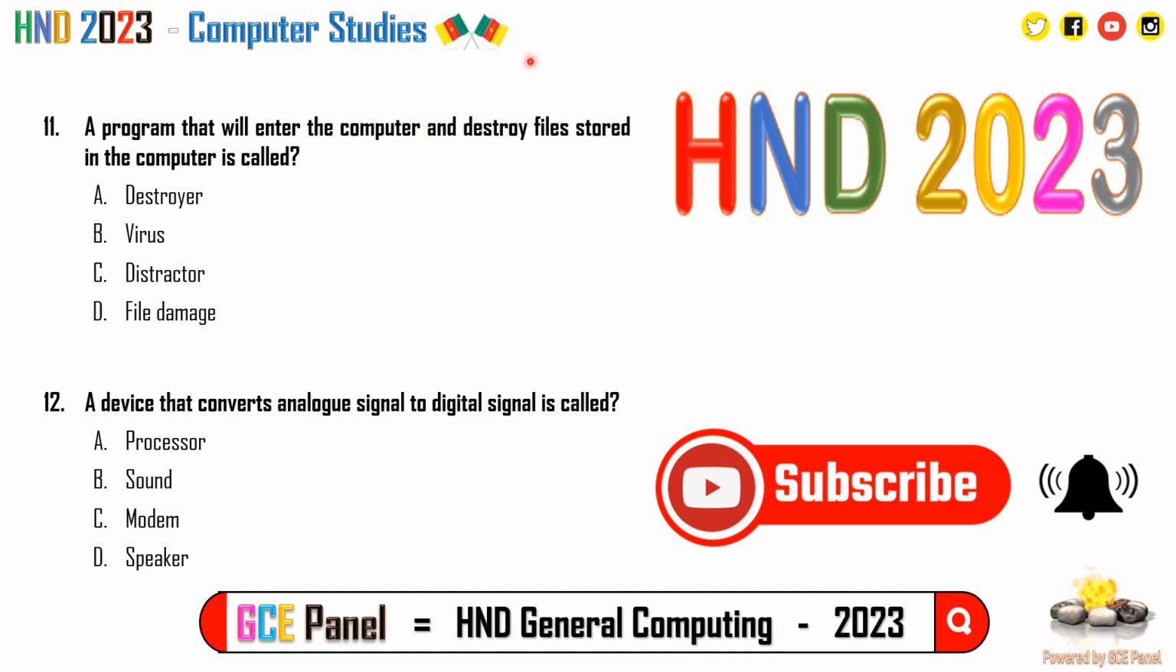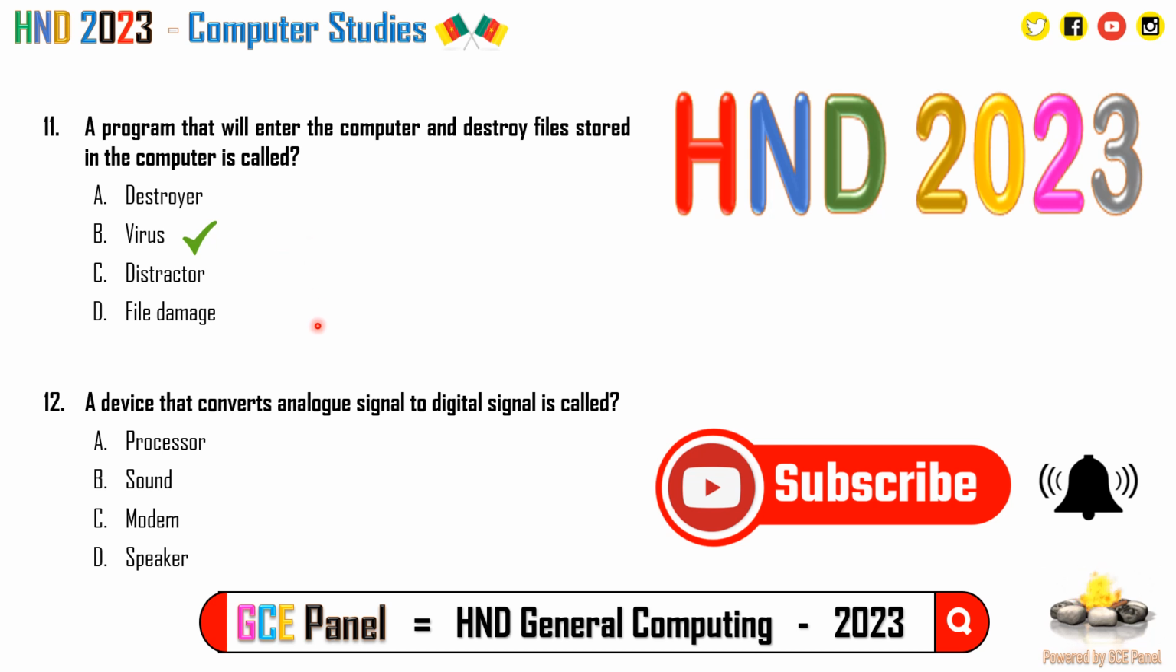So this is what we call a virus. A virus is what will enter and destroy, but on the other hand, a worm will enter the computer, replicate itself, and cause havoc. But a virus cannot replicate itself. So here, our key is a virus. But if they used the word replicates, that's the key, we would have known that the answer is worm, though there is no worm here. There is nothing like destroyer, distractor, and file damage, because some people just look at these terms and they'll choose them.